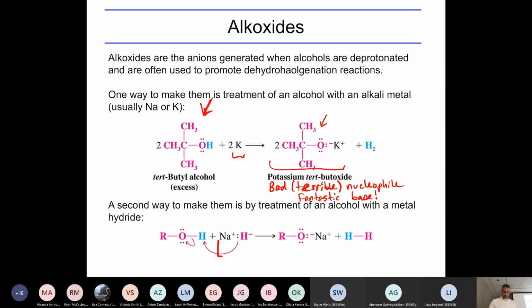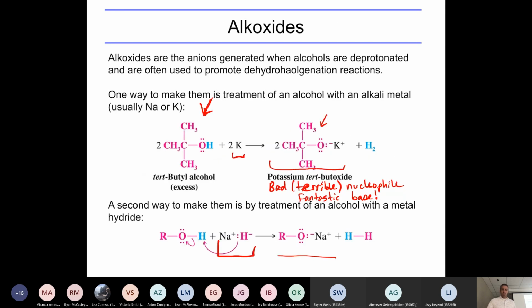Another way you could do this, if you don't want to use sodium metal or potassium metal, or you don't have it, is to use sodium hydride. That'll do the same reaction. That'll also make alkoxides. Well, alkoxides are pretty easy to make. Right? You just take your solvent, chuck in a little piece of metal or metal hydride, and you can get your alkoxide that way.